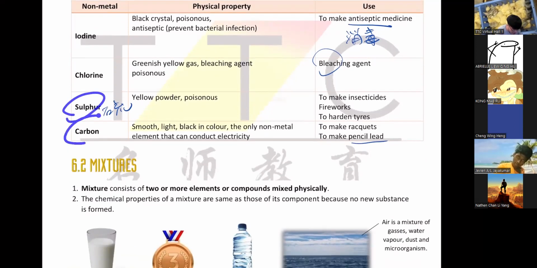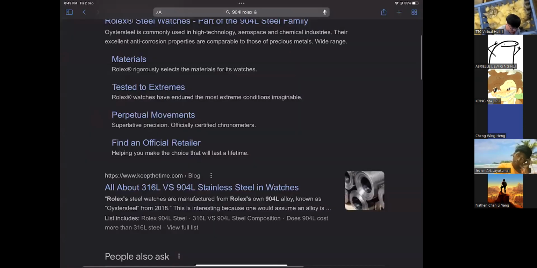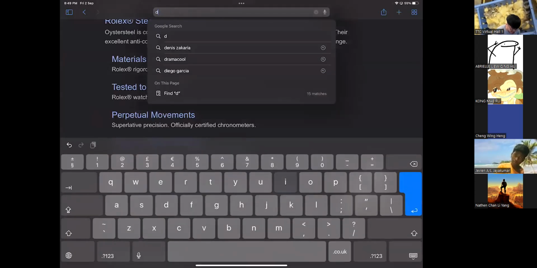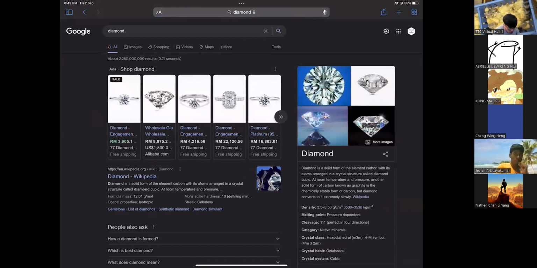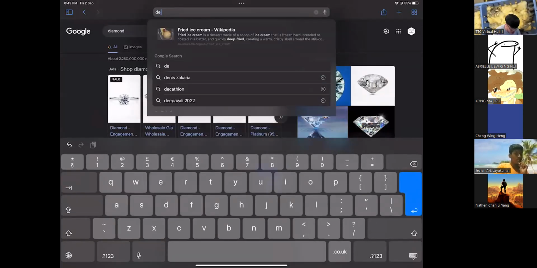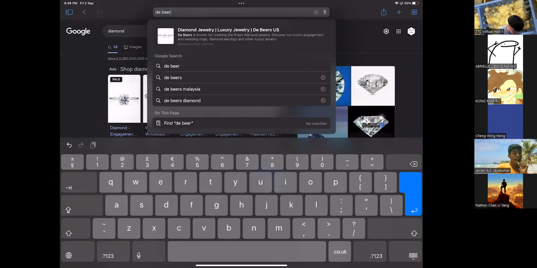So that's your sulfur. Carbon, we use it to make pencil lead. And of course, if you compress carbon, you can make diamond. Guys, funny story about diamond. Do you know that diamond is not rare? Diamond is not rare. It's just that it is controlled by this company called De Beers Jewelry.